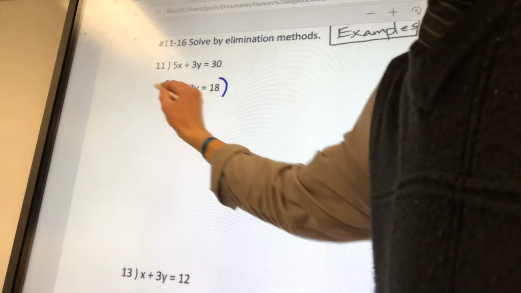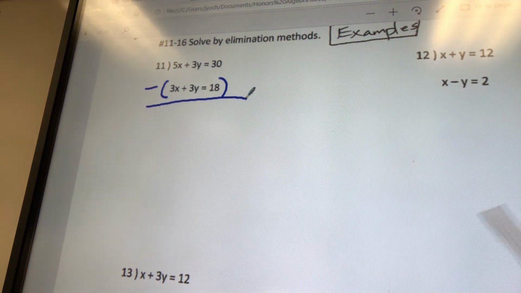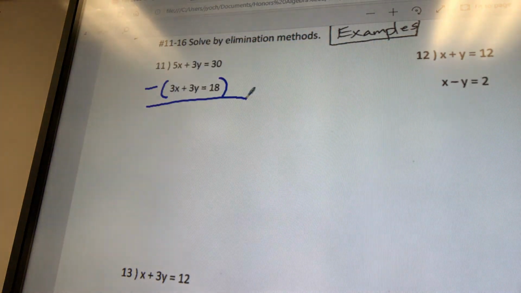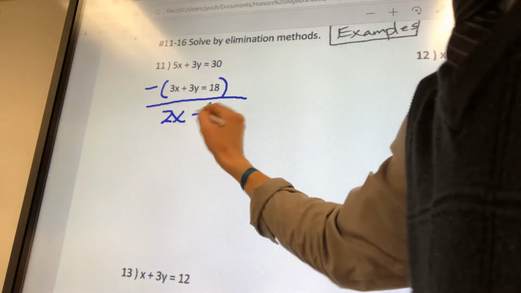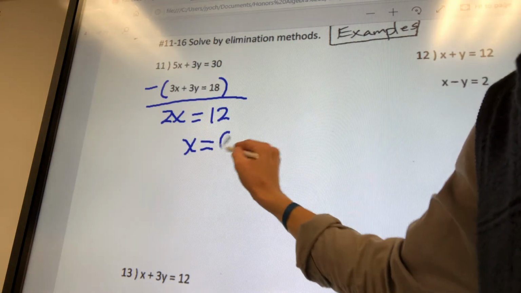What do you do with 3 and 3 to get to 0? Well, you subtract them. Same sign on the variable you're looking to eliminate. You're looking to eliminate y's because you have 3 and 3. You subtract. 5x minus 3x is 2x. 30 minus 18 is 12. x is 6.